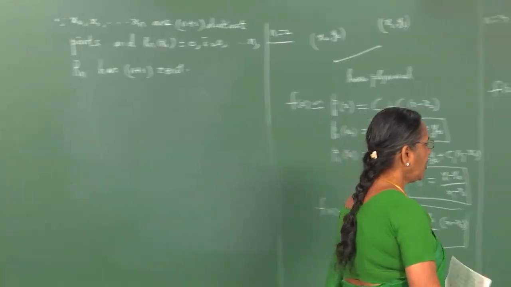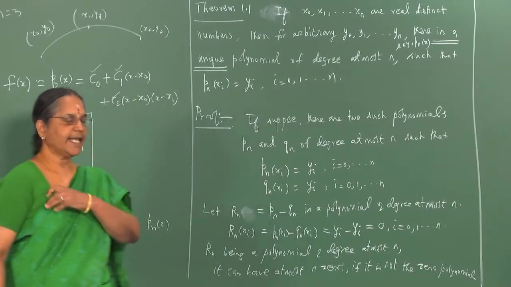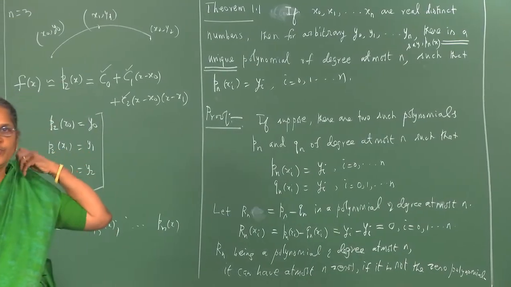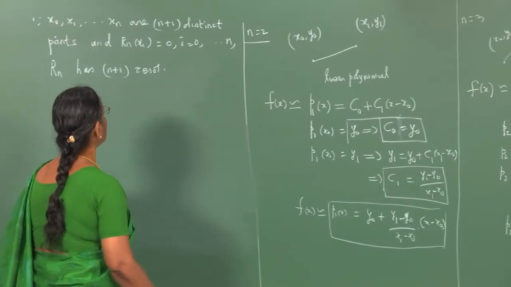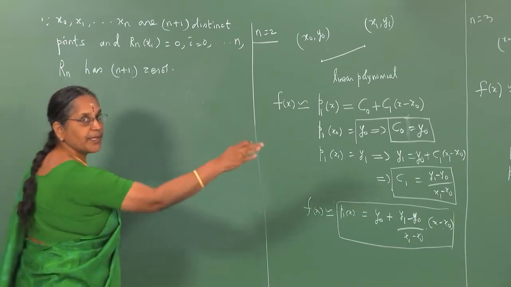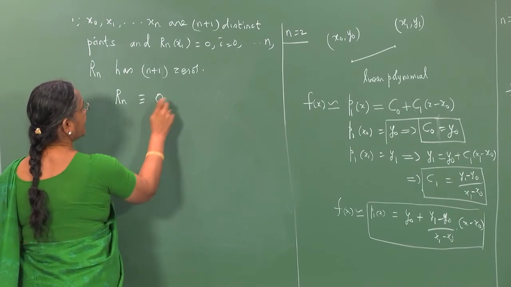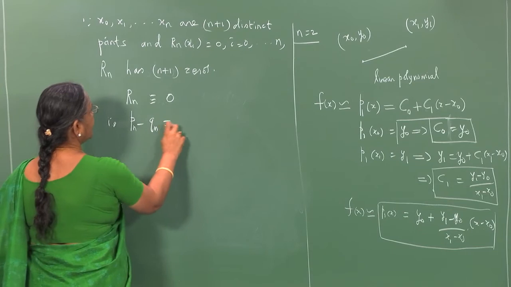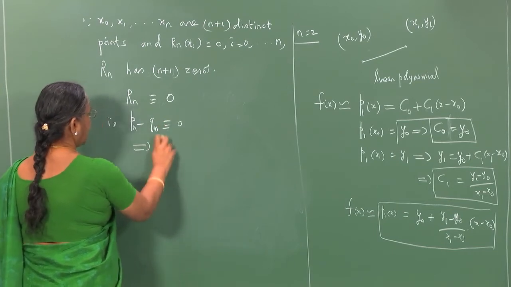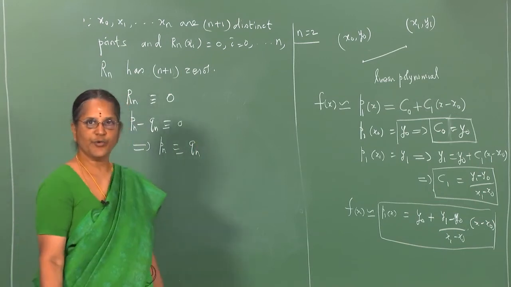It has n plus 1 zeros. But what do we know about Rn? It is a polynomial of degree at most n and it can have at most n zeros if it is not the 0 polynomial. Here we show that Rn has n plus 1 zeros. So, Rn has to be the 0 polynomial. So, Rn must be identically 0, that is Pn minus Qn must be 0, or this implies that Pn must be identically the same as Qn.